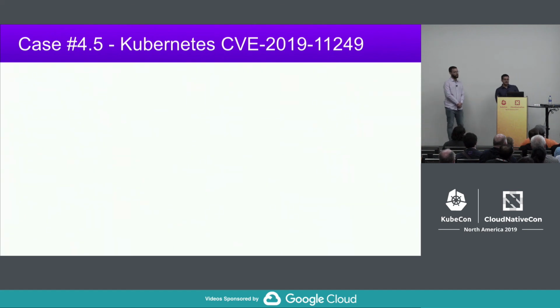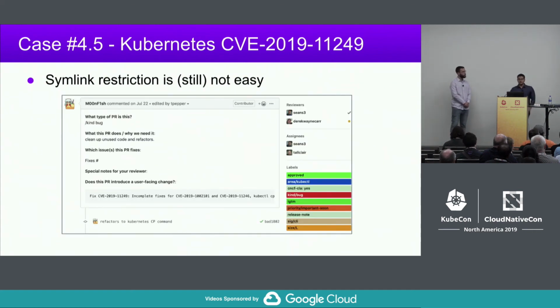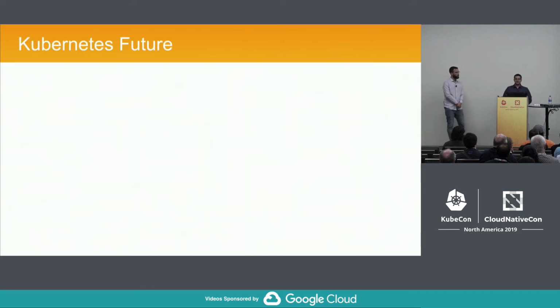Another vulnerability was found a few months after that with the same piece of code. Symlink restriction is simply not easy to implement, and there was yet another way to escape the restriction and copy files to the host. So there were about 3 CVEs for this issue. And hopefully now the implementation is much more secure.